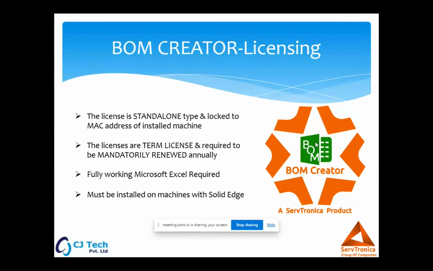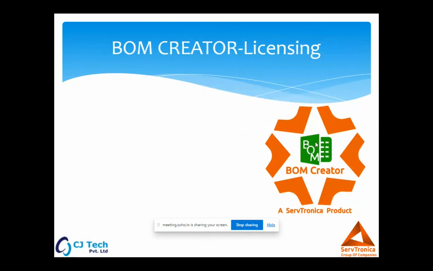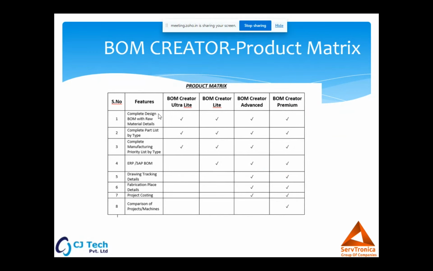Yes, yes. Meanwhile, I'll just wrap up a few other things. I hope everyone saw this product matrix. So we have 4 modules out there. One is the basic module, BOM Creator Ultralight, and the highest version is BOM Creator Premium. Now with BOM Creator Ultralight, you can create a BOM with complete raw material details. You can create segregated reports, and you can have the complete priority list for the planning activity.